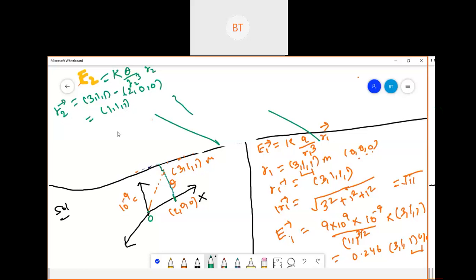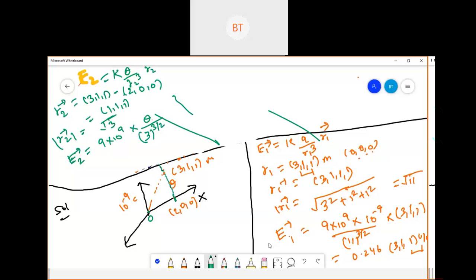Now after that, I'll calculate the magnitude for R2. The magnitude for R2 will be under root 1, 1, 1, which is under root 3. After calculating the magnitude, I'll calculate the value of E2. The value of E2 will be 9 into 10 to the power 9 into Q upon that 3 will be 3 by 2.